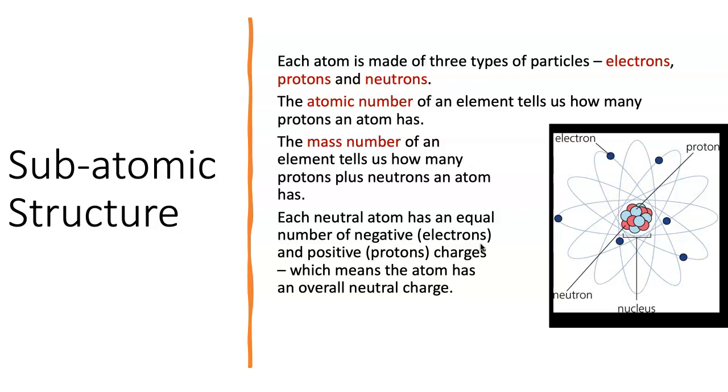So, subatomic atomic structure. Each atom is made of 3 types of particle. You'll find electrons, protons, and neutrons. The atomic number of an element tells us how many protons it has. But because protons are positively charged, they'll actually attract the same number of negatively charged electrons. So essentially the atomic number tells us 2 things: the number of protons that should be present and the number of electrons that should be present. The mass number tells us how heavy the nucleus is. So that's protons plus neutrons.